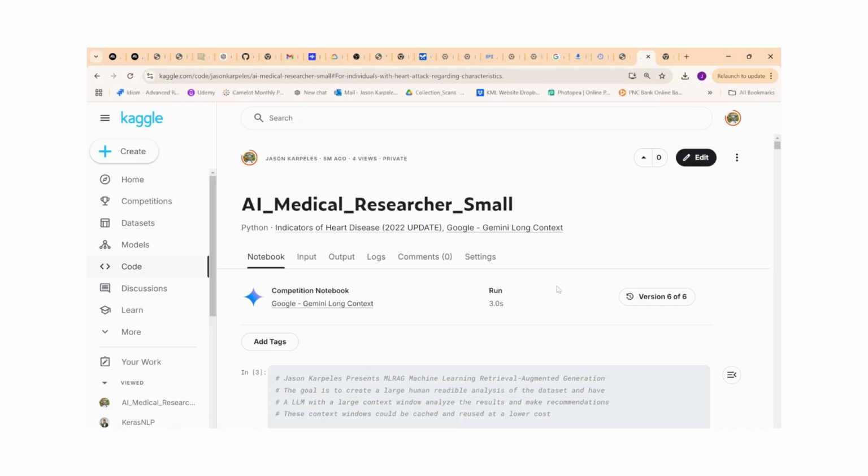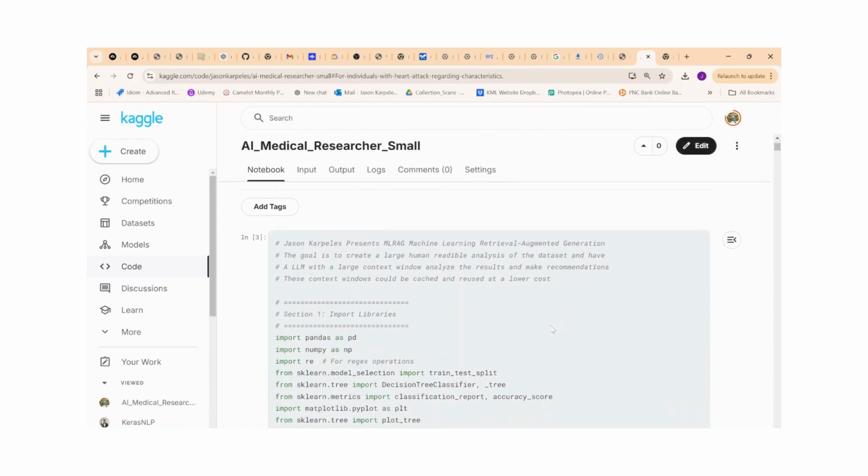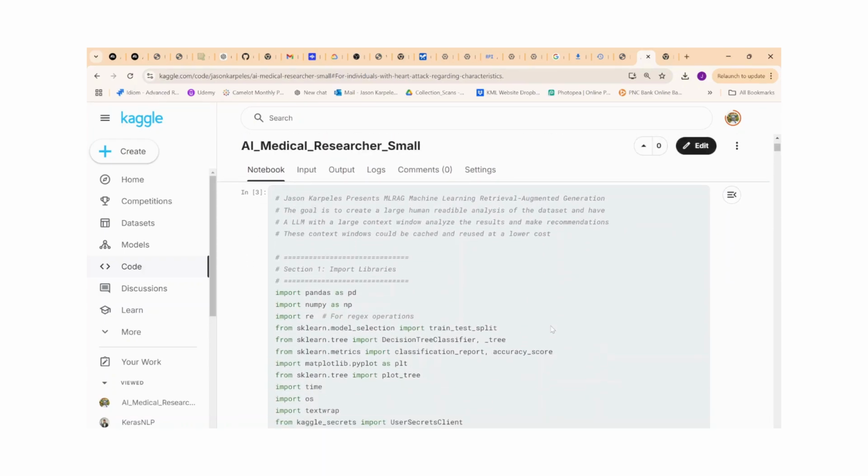Hello, my name is Jason Karpelis, and I'm here to present MLRAG, Machine Learning Retrieval Augmented Generation. The goal is to create a large human readable analysis of a data set and have a large language model with a large context window like Gemini analyze the results and make recommendations based on these large context windows. These context windows can be cached and reused at lower costs.